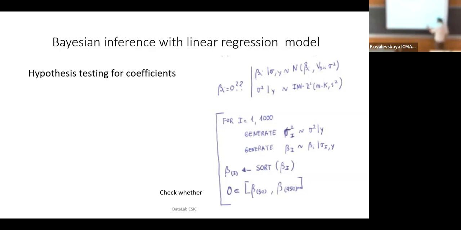Then we just need to check whether the value of interest, 0, is in that interval. If it's in that interval, we would say that the evidence supports this hypothesis, and if not, it supports the alternative hypothesis. By the way, we are getting rid of 100 out of 1,000, so that would be an approximation of an interval of probability 0.9 for the parameter.